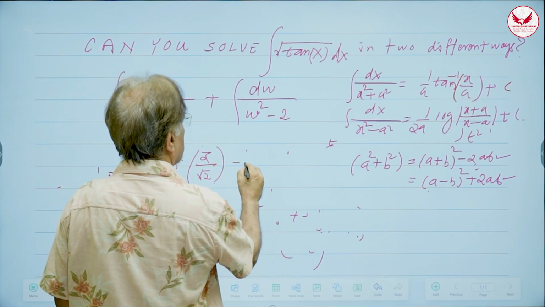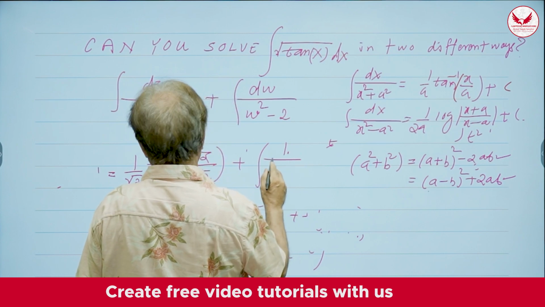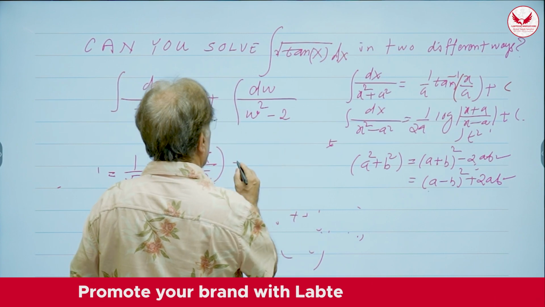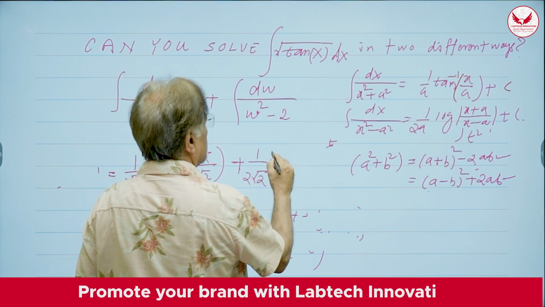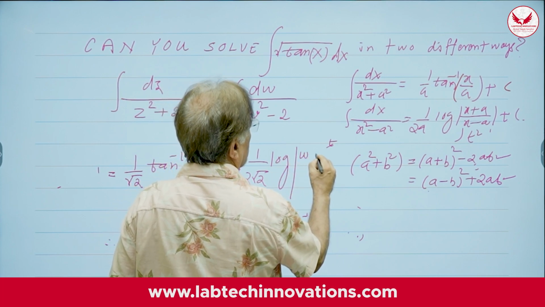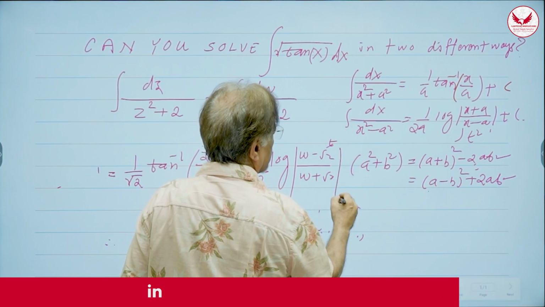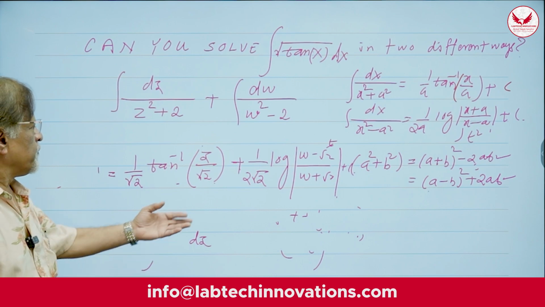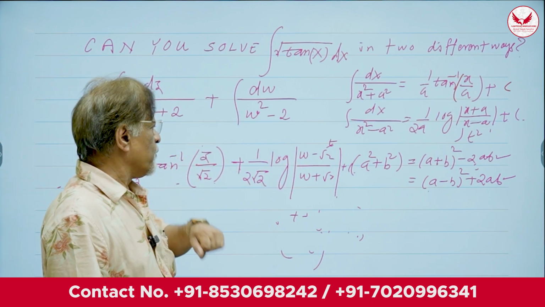Correct? Plus, this will become 1 upon 2a. So 1 upon 2a, I'm sorry, no integral sign here. 1 upon 2a, that is 1 upon 2 root 2 log of w minus root 2 divided by w plus root 2. Okay? Plus c. Now what is left is very simple. You just replace this z by its original value and w by its original value.